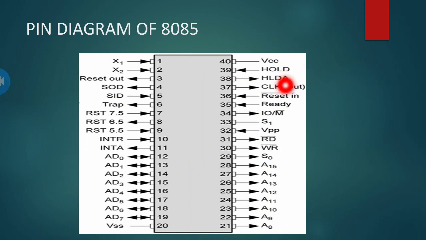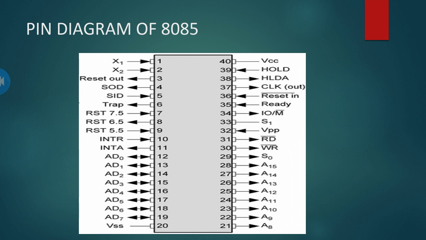IOM means input output and memory, whether the operation is for input output devices or memory. So that was all about what we studied in the last lecture. Today we will start with the remaining pins. So look at pin number 35, the ready pin. So what is ready? As the word says, ready. The ready pin is used to tell the CPU that input output devices are ready to send the data.